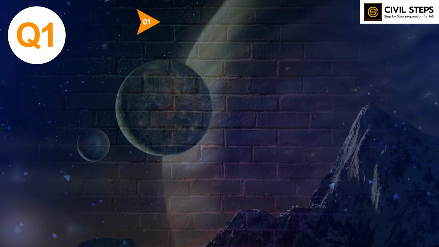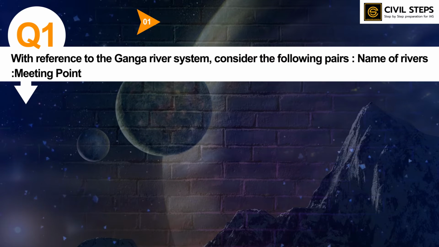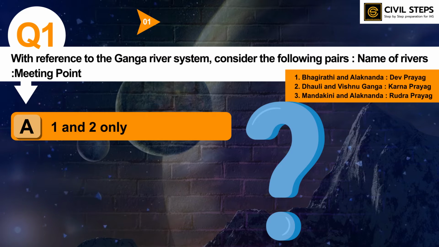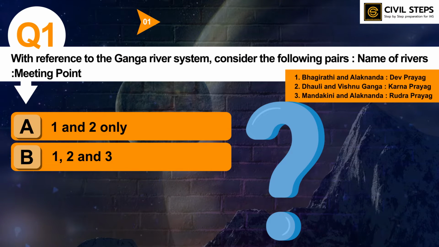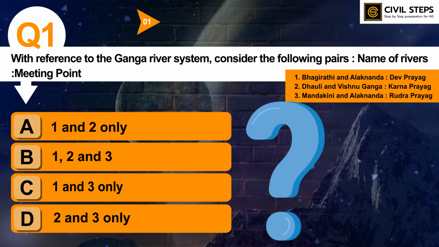So the first question is, with reference to the Ganga river system, consider the following pairs: name of rivers and meeting point. First, Bhagirathi and Alaknanda meeting point is Dev Prayag. Second, Dholi and Vishnu Ganga's meeting point is Karn Prayag. Third, Mandakini and Alaknanda's meeting point is Rudra Prayag. So which of the pairs given above are correctly matched? Option A 1 and 2 only, B 1, 2 and 3, option C 1 and 3 only, option D 2 and 3 only. So you can just write down your answer in the comment section.